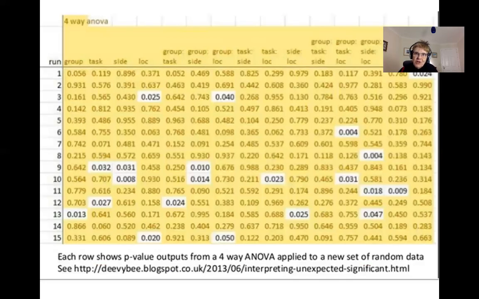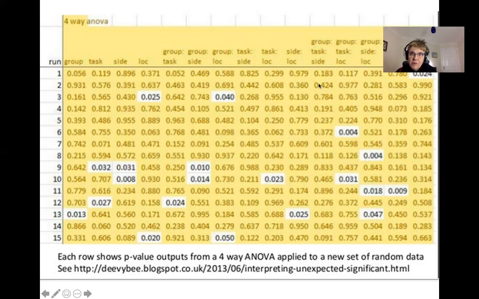This was an early simulation that I actually did, I think in Excel, probably in the days before I knew how to do R, where each of these is a run of a simulation, and the data were just random numbers, which I interpreted as reflecting effects of group, task, side, etc., put into an analysis of variance. And the ones in highlighter are runs where something popped up as significant.